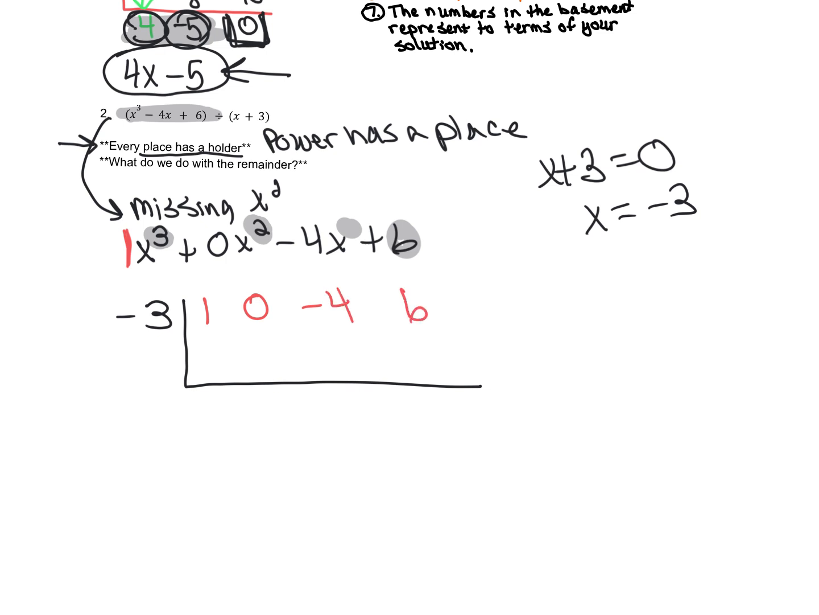Okay. I drop that first coefficient down into the basement. And I multiply around. 1 times negative 3 is negative 3. I add 0 plus negative 3 is negative 3. Multiply around again. Negative 3 times negative 3 is positive 9. Add them together to get 5. Multiply around again to get negative 15. And I end up with a negative 9 right here in my last spot.